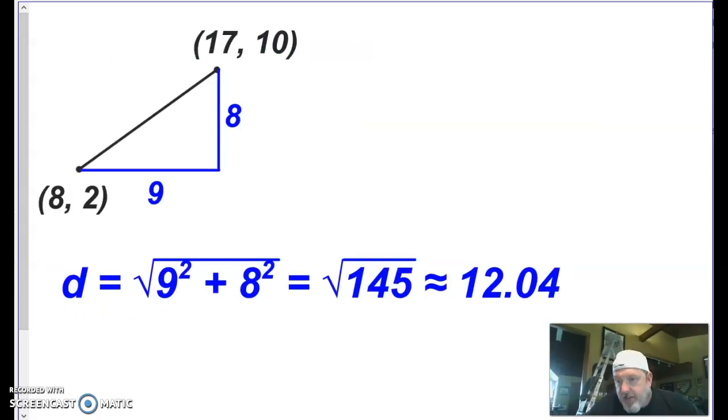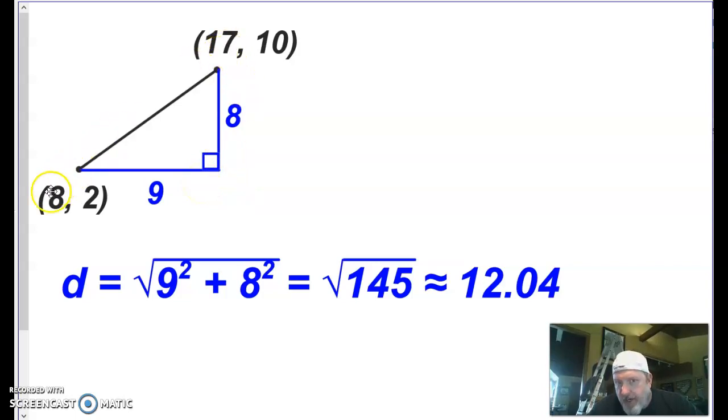So really the distance formula is a derivative of the Pythagorean theorem, and you'll see that here. So really what we were given was these 2 points, 8, 2 and 17, 10. If I draw this horizontal and vertical line in here, then we have a right triangle. Given the fact that this is a right triangle, you know that a squared plus b squared equals c squared. Well, what we're really doing here is we're finding c. Now, we don't have to draw this triangle, but I want to show you that that's really what happens.